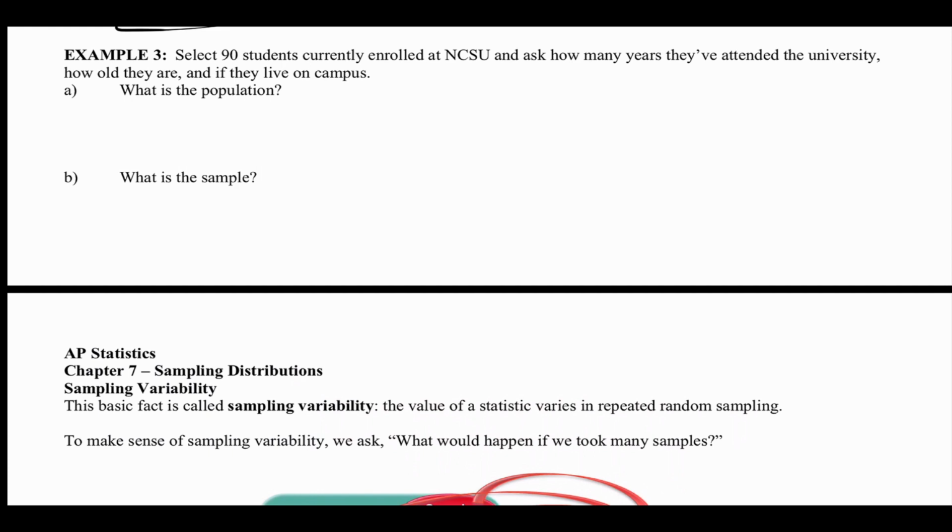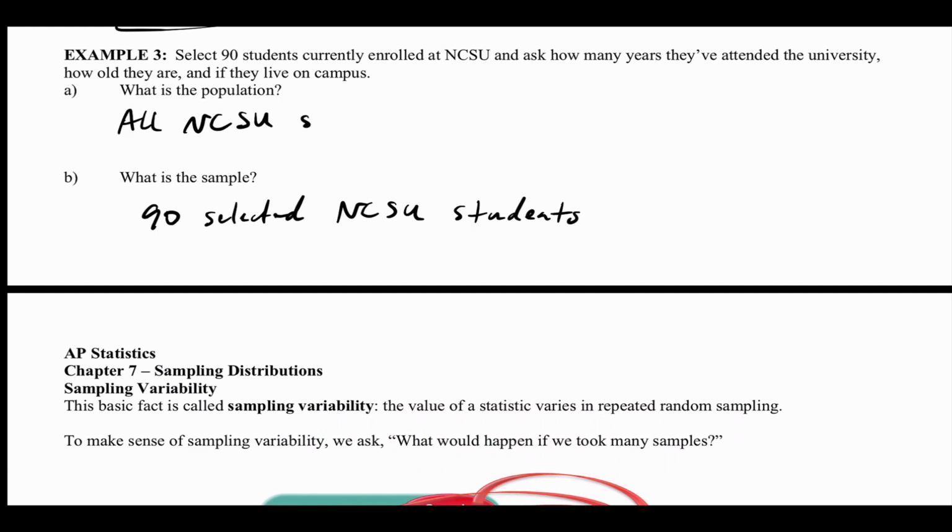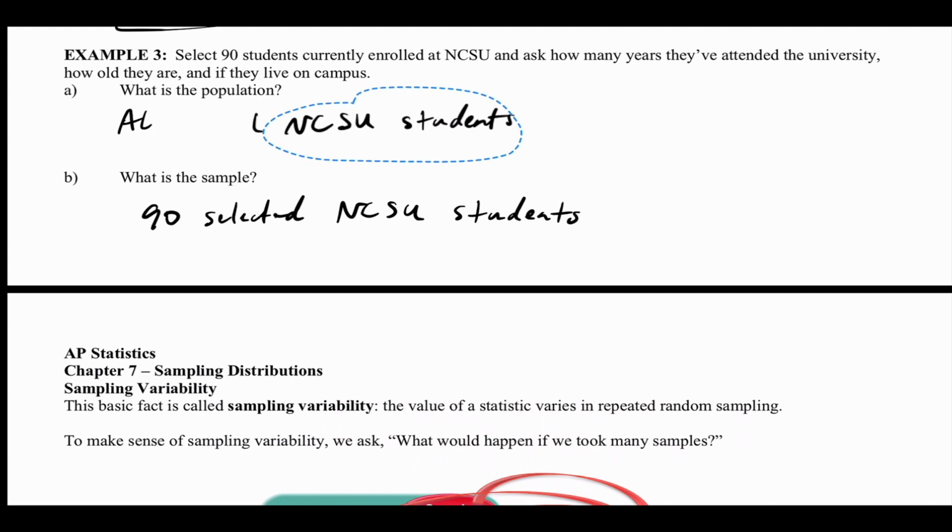The sample's probably the easiest one. Who or what is the sample? There you go. The 90. Anytime it says select, that just goes with the sample, because to be a sample, you have to get selected, right? So 90 selected NCSU students. Sometimes it's easier to start with the sample, because once you get that piece, what population were those 90 pulled from? All current NCSU students. I should say all currently enrolled.